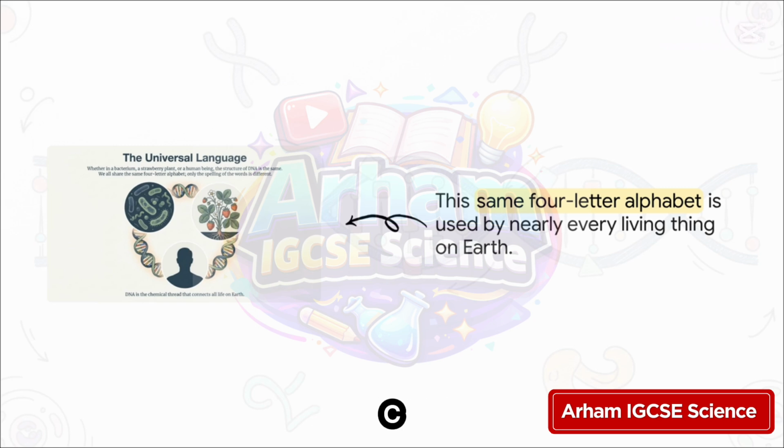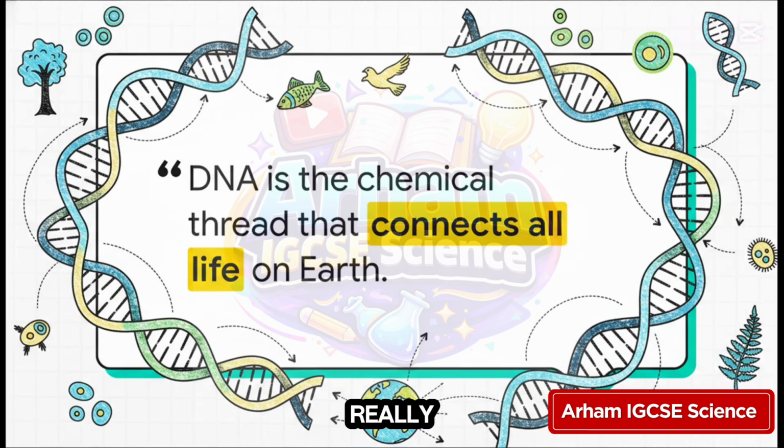A, T, C, and G. The only difference is the spelling of the words. It's the same alphabet for all of them. And this leads us to a really powerful conclusion. DNA isn't just a blueprint for an individual organism. It's the chemical thread that connects all life on Earth. It's our shared inheritance, a common language spoken by every single living thing for billions of years.